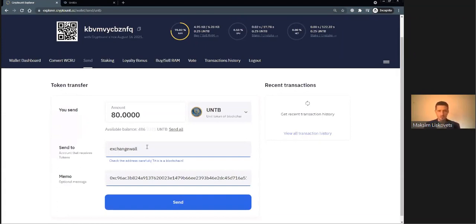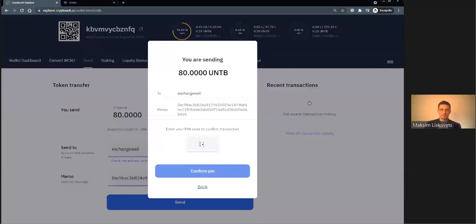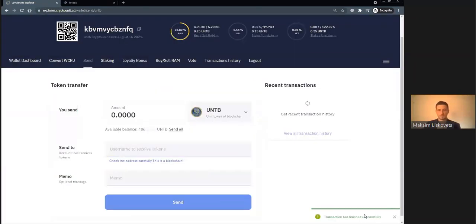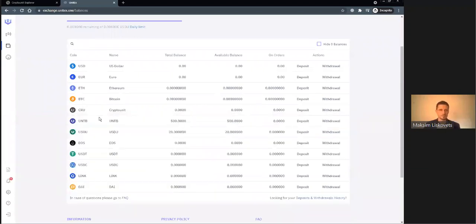So I input and double checked the wallet address and the memo. We click on send. And again, you have to enter your PIN code to confirm. The transaction has been finished successfully. Now we have to wait for a couple of seconds, and you'll see that UNTBs have been transferred to your exchange account. You can refresh the page.